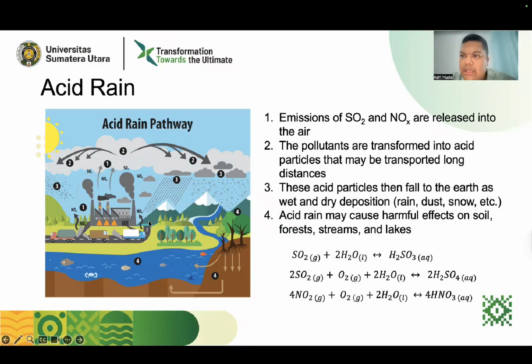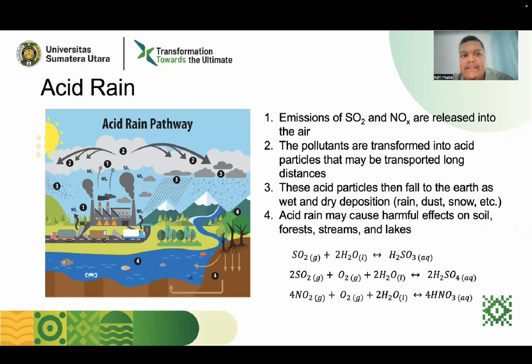There are industrial activities that can produce nitric oxide, sulfuric oxide, even carbon dioxide as a part of burning fossil fuel. So the emission of those gases into the atmosphere are released into the air, and then when they get in contact with the water in that atmospheric system, they could form acid rain.